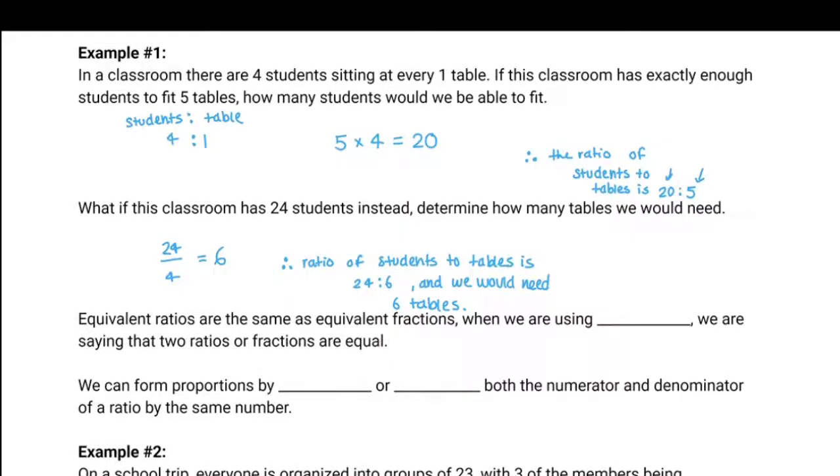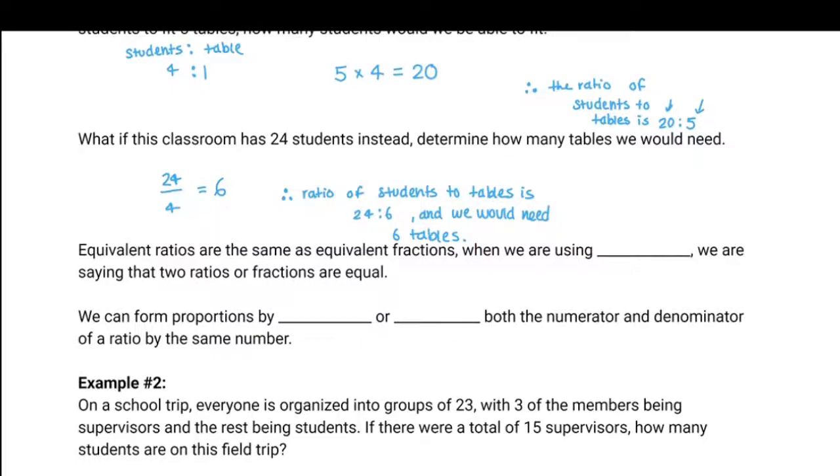So equivalent ratios are the same as equivalent fractions. When we are using equivalent ratios or proportions, we are saying that 2 ratios or fractions are equal. We can form proportions by either multiplying or dividing both the numerator and denominator of a ratio by the same number. To show you what I mean, let's look at an example.